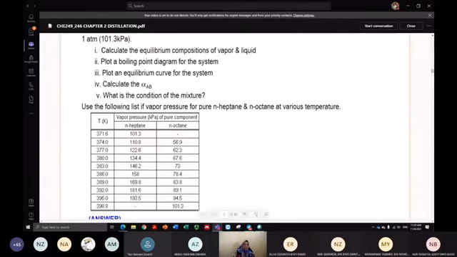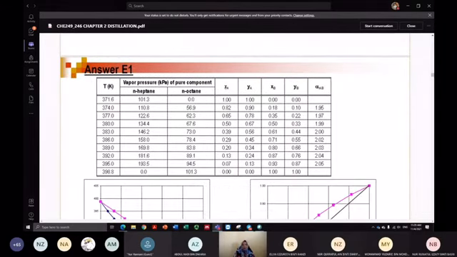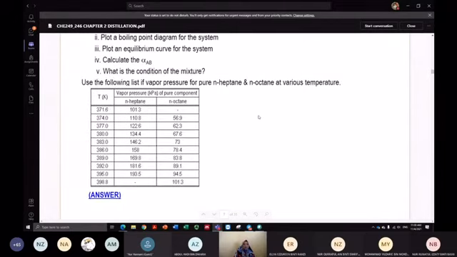If you were to calculate the equilibrium composition of vapor and liquid, you are to find this data: XA, XB, YA, and YB. So you need to do manual calculation to get XA, XB, YA, and YB. Next.